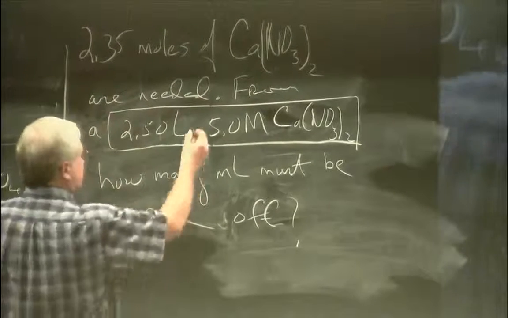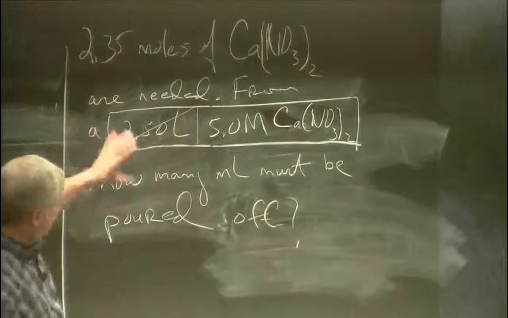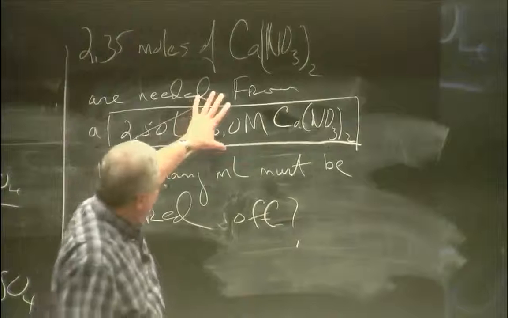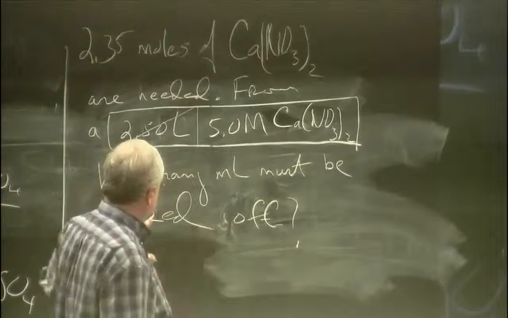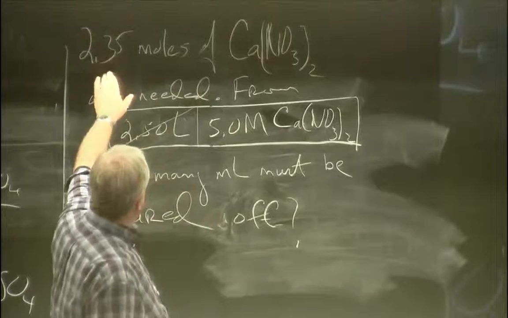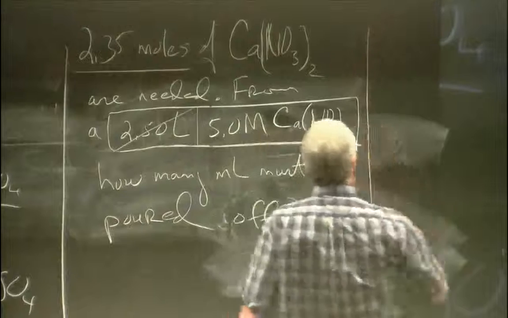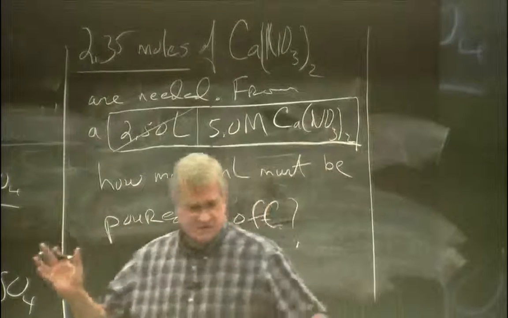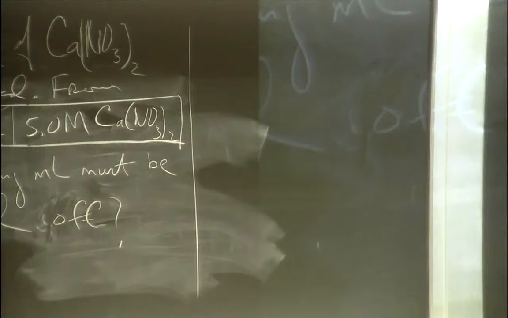Right now, put this on hold, that I gave you that information. Just ignore it. That's why I put that up there. So you have a 5 molar solution. How many milliliters must be poured off to get this number of moles of calcium nitrate? Does that make sense? Like I said, I'm getting kind of pressed for time, so I kind of speed things up a little bit. My apologies, but this is Power of Friday, right?